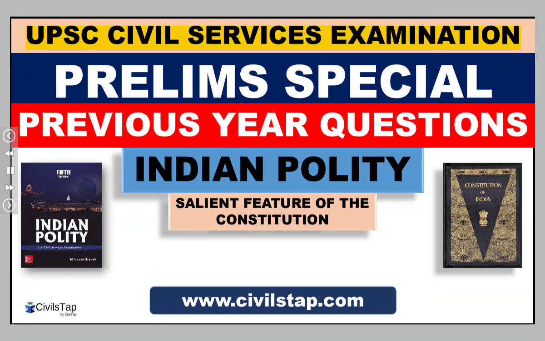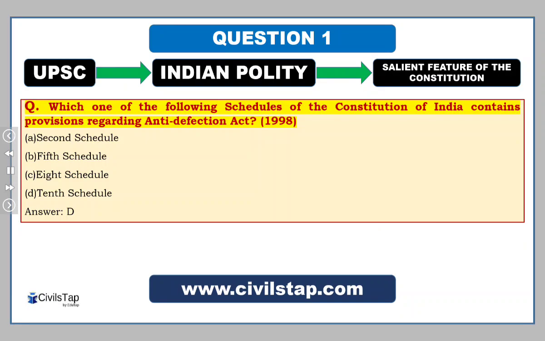UPSC Civil Services Examination, Prelim Special. Previous Year Questions, Indian Polity, Salient Features of the Constitution. Q. Which one of the following schedules of the Constitution of India contains provisions regarding the Anti-Defection Act? 1998. A. Second Schedule, B. Fifth Schedule, C. Eighth Schedule, D. 10th Schedule. Answer, D. Question 1. UPSC Indian Polity, Features of the Constitution.